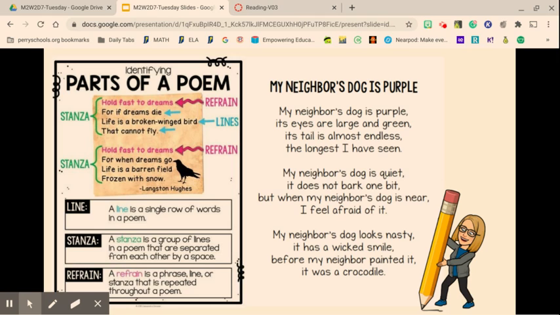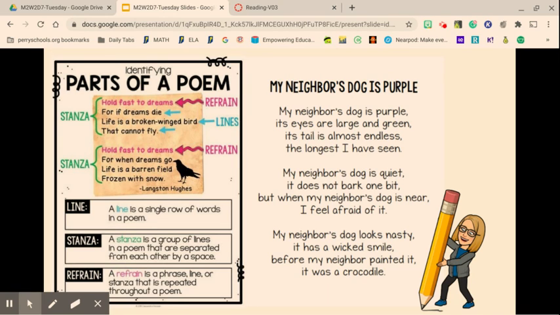Okay, so here's another poem. It's called My Neighbor's Dog is Purple. My neighbor's dog is purple, its eyes are large and green, its tail is almost endless, the longest I have seen. My neighbor's dog is quiet, it does not bark one bit, but when my neighbor's dog is near, I feel afraid of it. My neighbor's dog looks nasty, it has a wicked smile. Before my neighbor painted it, it was a crocodile.